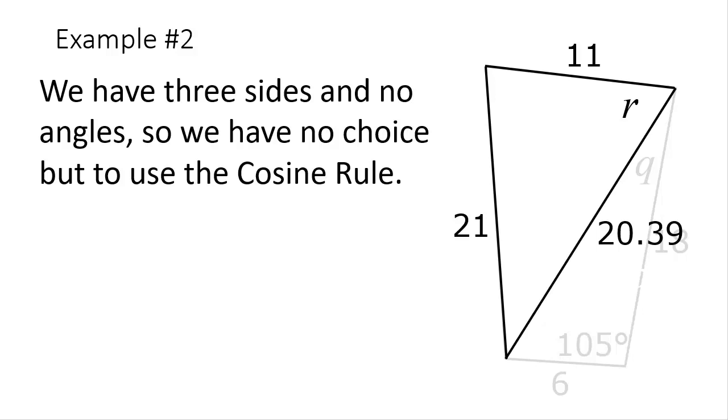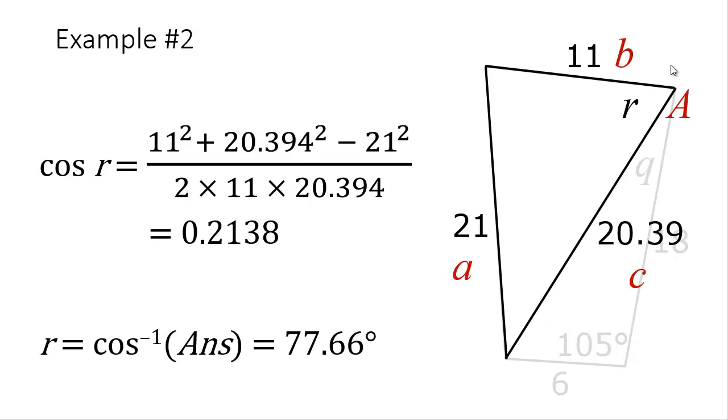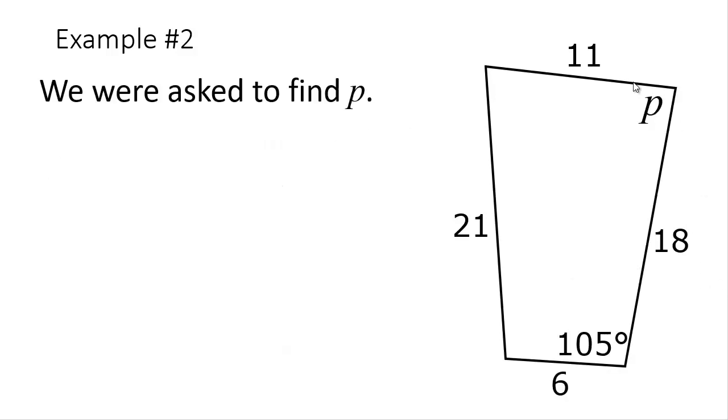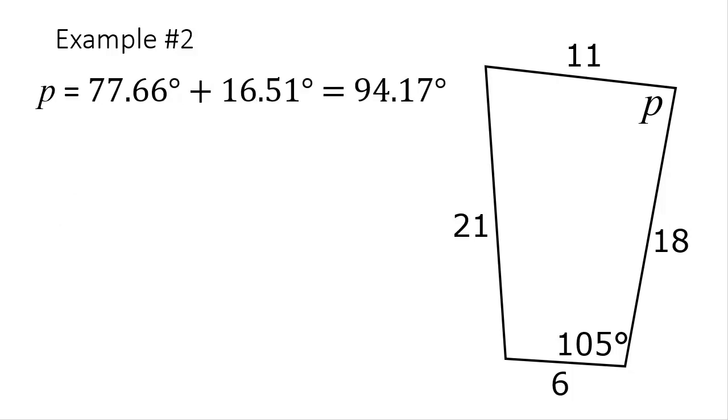3 sides, no angle side pair, so we have no choice but to use the cosine rule. What we're trying to find is R, so we'll call that A, the side opposite is A, the others are B and C, and that gives us that R is 77.66 degrees. At that point, we were asked to find P, which is divided into the 2 little bits, Q and R. So we add those together, and P is 94.17 degrees.